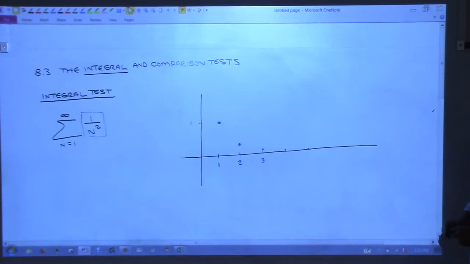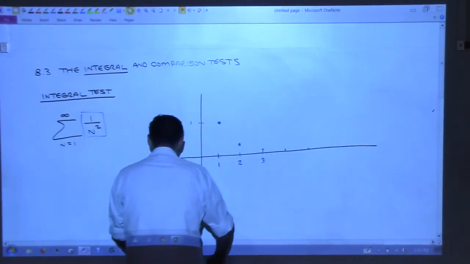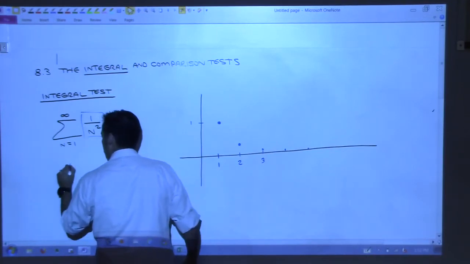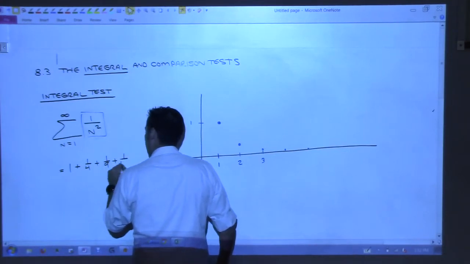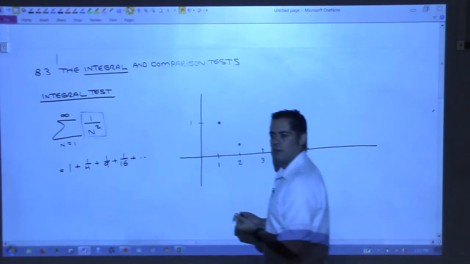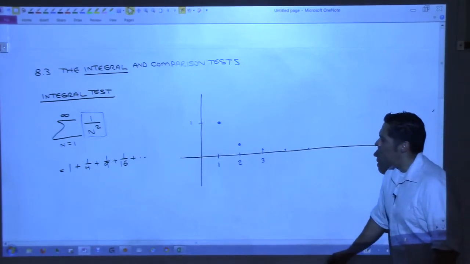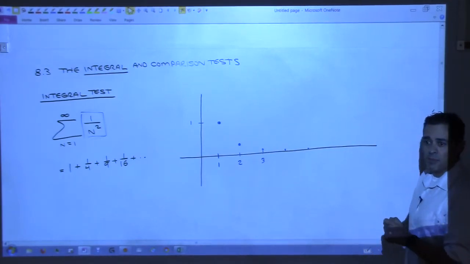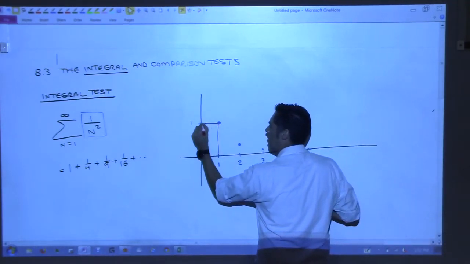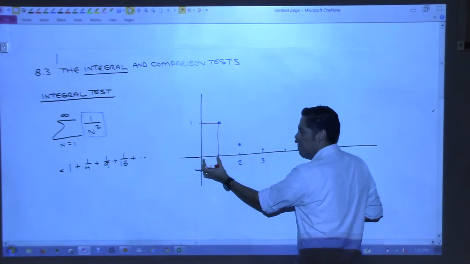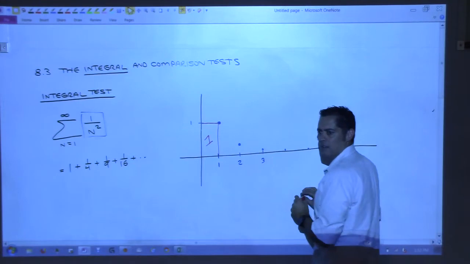Now, when I say that I want to add those up, that means I want to do 1 plus a 4th plus a 9th plus a 16th forever, right? One way I could actually visualize that here is by creating some rectangles. So watch this. If I go up here and over here, how wide is this rectangle? 1. How tall is it? 1. So the area of that rectangle is 1, isn't it?